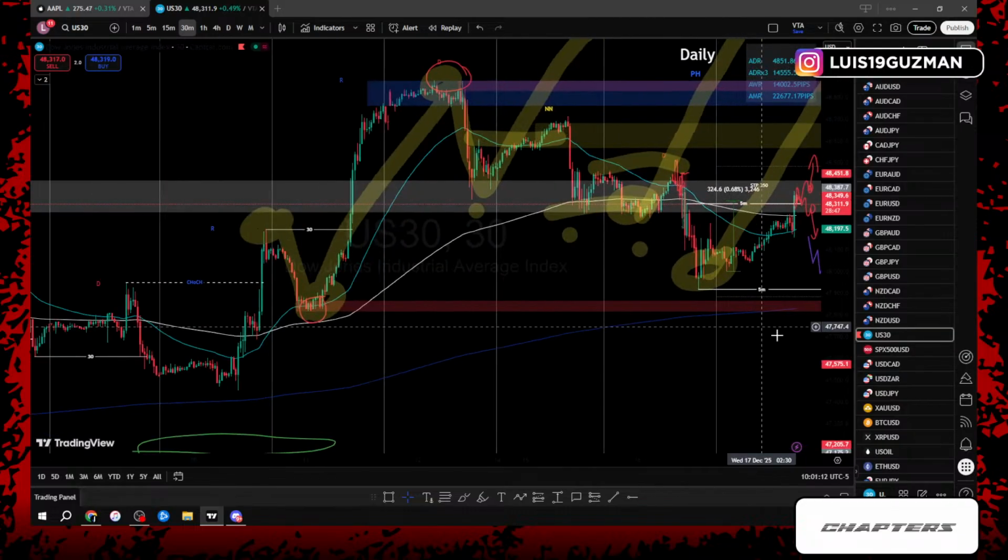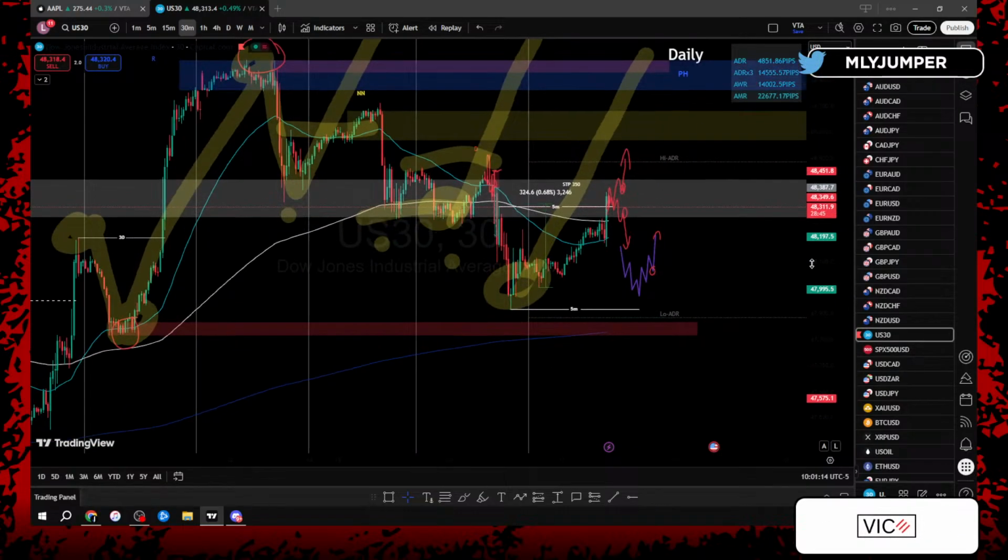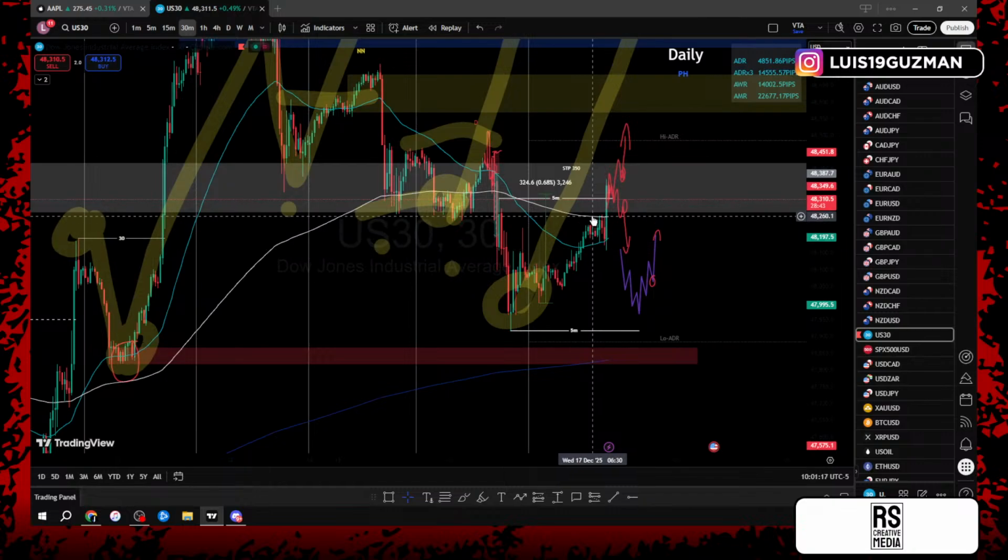Again, US 30 already hit STP for the day. Gave us that change of character on the 5 minute time frame. Gave us an engulfing candle on the 30 minute. I am going to mark this up.